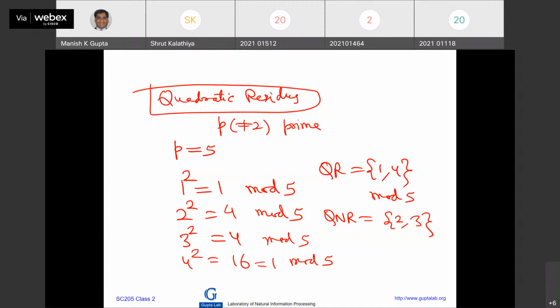So these are beautiful things. Yes, question? 0 is neither a quadratic residue nor a quadratic non-residue. We are just taking from 1 to p minus 1, by the way. So for a fixed p, I am looking at 1, 2, 3 up to p minus 1, and you can clearly see that half of them are quadratic residues, half of them are quadratic non-residues, right? Okay. So that is that.